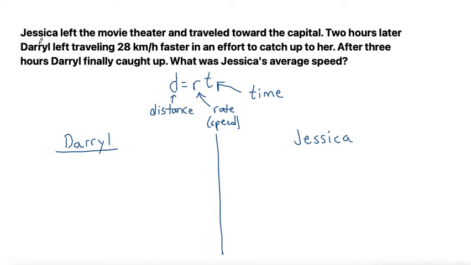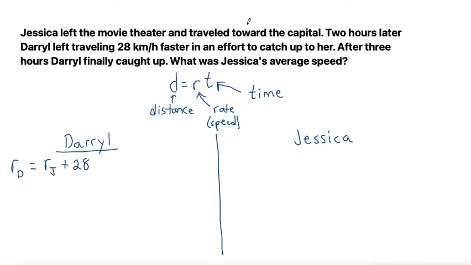Well, we know that Darryl is traveling 28 kilometers faster than Jessica. So if we say that the rate of Darryl is equal to the rate of Jessica plus 28, that gives us one relationship between Darryl's rate and Jessica's rate.